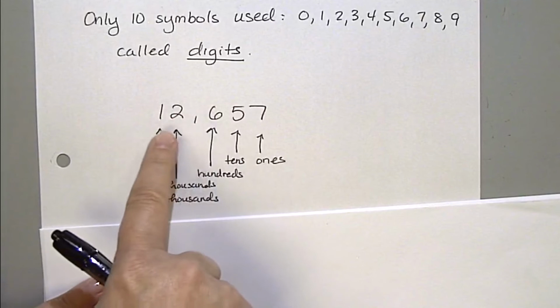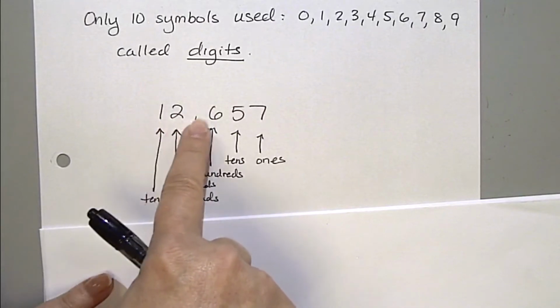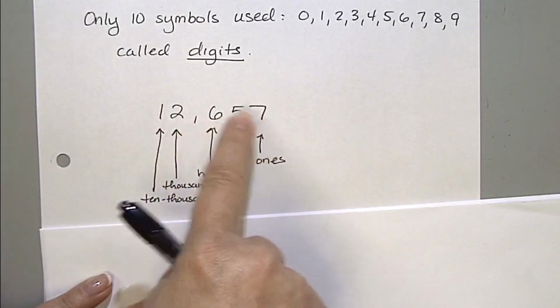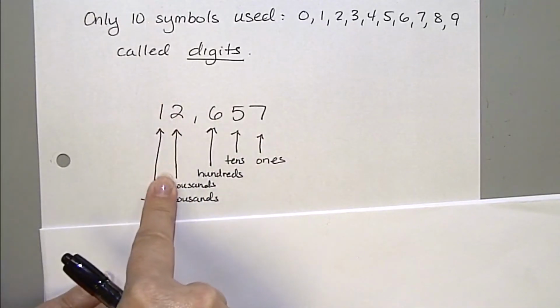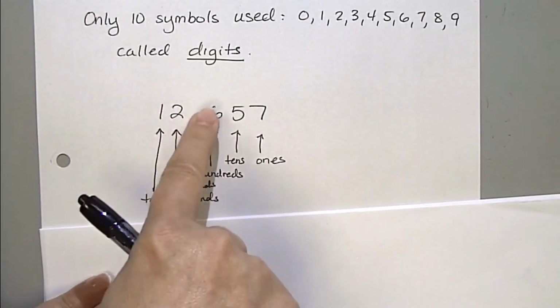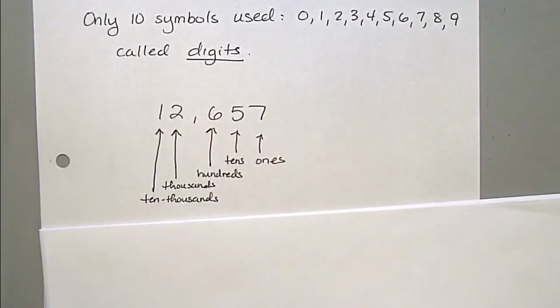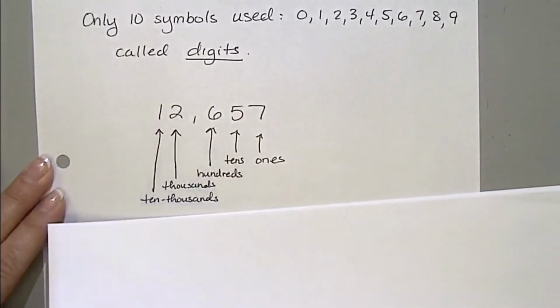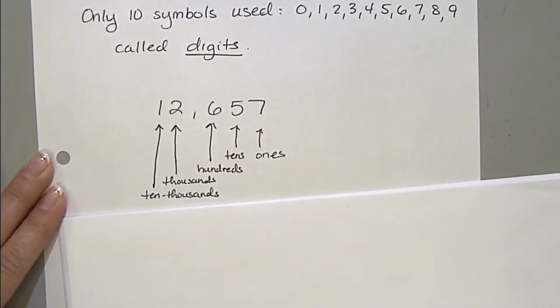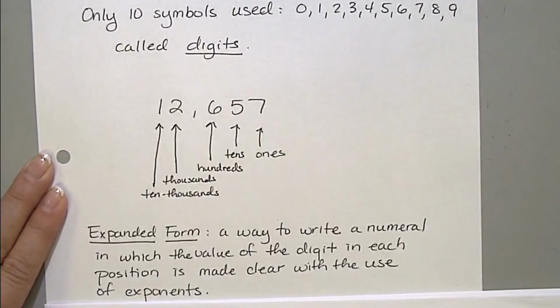So I know to say that it's 12,657 because that 2 is in the thousand spot. So I said 12,000, and then the 6 is in the hundred spot, 657. That's how I know to read it because of the position that those numbers are in. So one way to determine the value is to write it in expanded form.